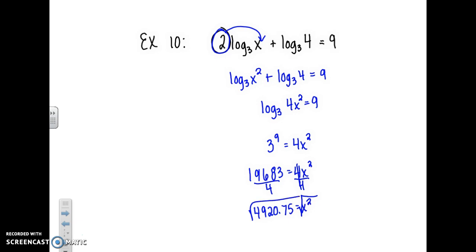So we will take the square root of that answer, and we will get plus or minus 70.148 as our x. Now we do need to look back at the original equation. We cannot take a logarithm of a negative number. So right here where we have 2 log base 3 of x, we cannot plug in the negative 70.148. So the only answer that we will actually have will be 70.148, and that is an approximation that has been rounded.